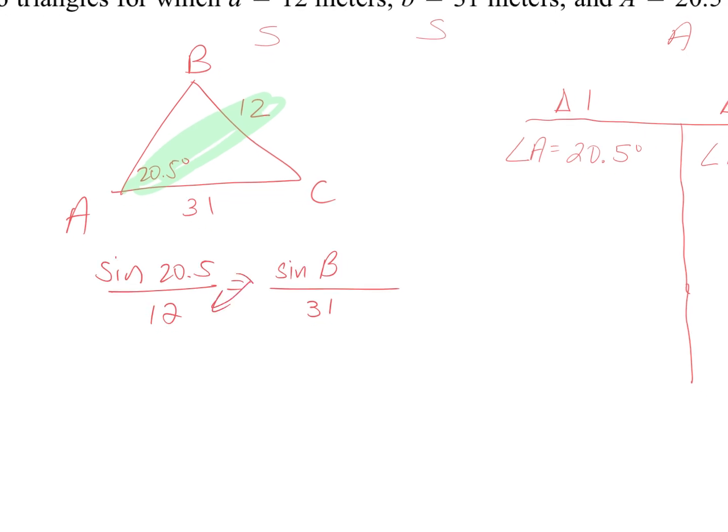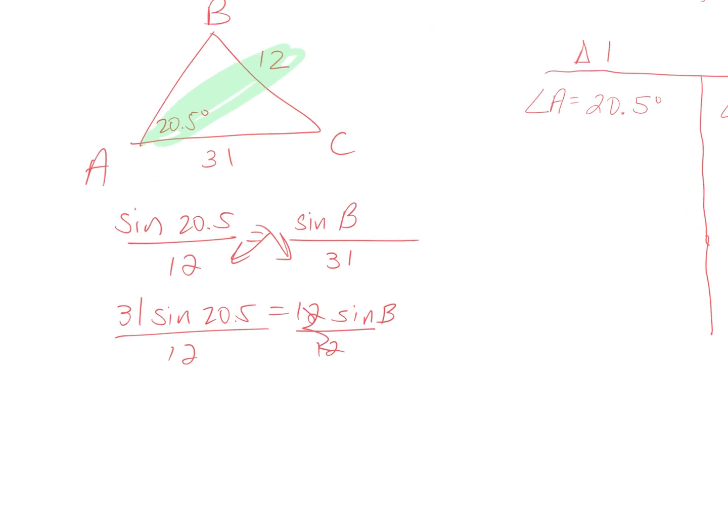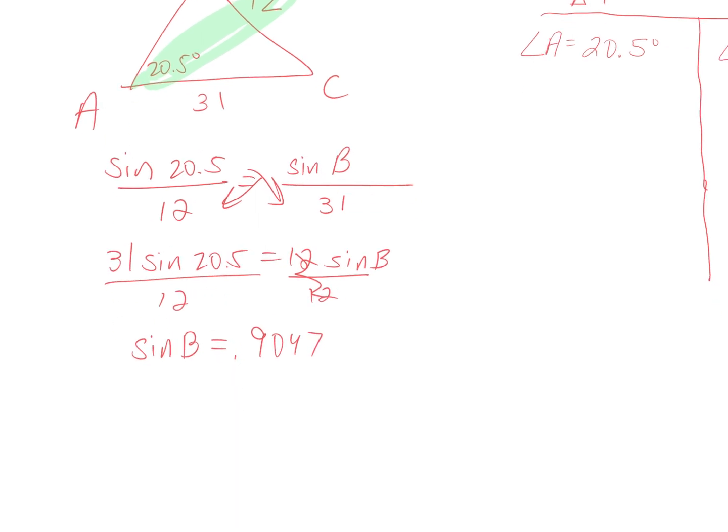So we're going to solve this like we did yesterday. 31 times the sine of 20.5 equals 12 times the sine of B. All right, divide both sides by 12, and we have the sine of B equals. Let's do that in our calculator. I got 0.9047. Again, in your calculators, you can just hit second sine and then second answer. And I got, let's do 1 decimal point, 64.8 degrees. You guys agree?